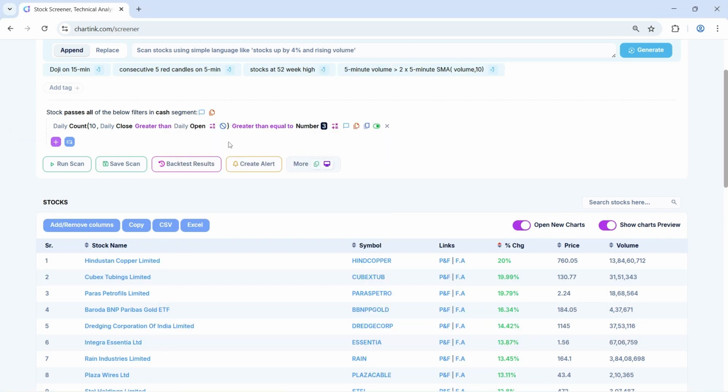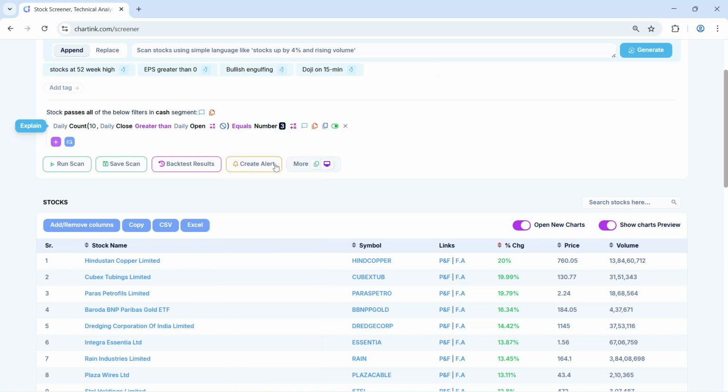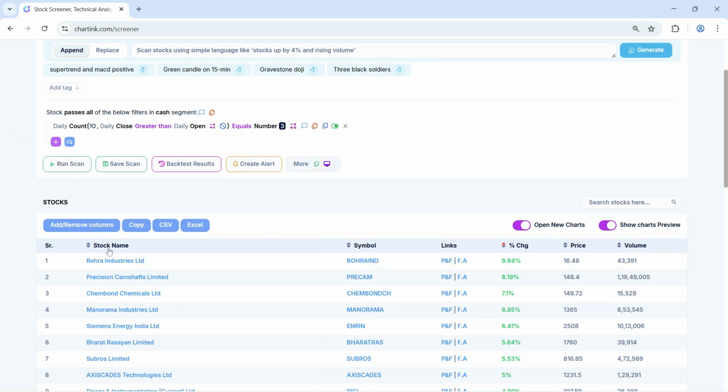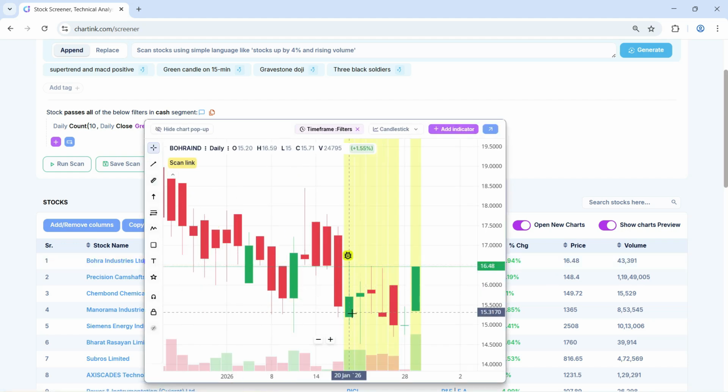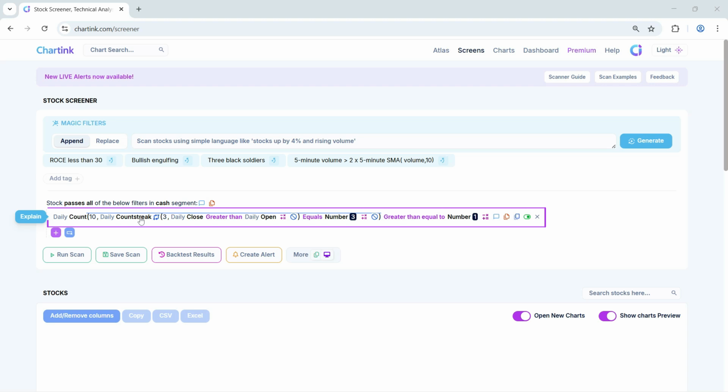If you want exactly 3 green candles, simply change the comparison operator to equal to 3. This gives you precise control over how many times the condition must occur. Now let's move to CountStreak.